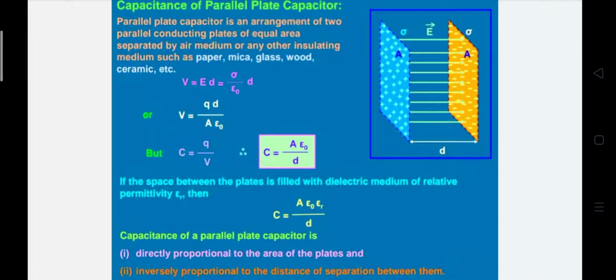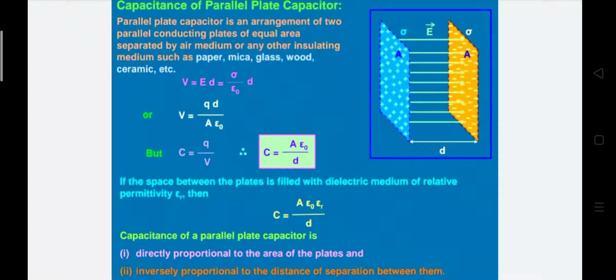Or we substitute the value of surface charge density, then V is equal to QD upon A epsilon naught. We have substituted here the value of electric field intensity, that is sigma upon epsilon naught. So what are we getting? We are getting V is equal to QD upon A epsilon naught. Q upon A is equal to sigma, surface charge density.